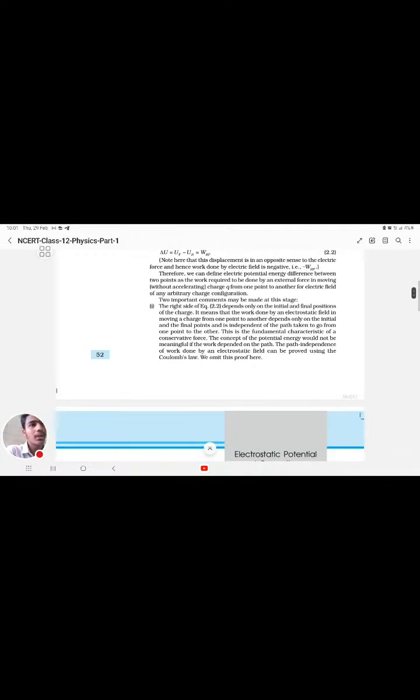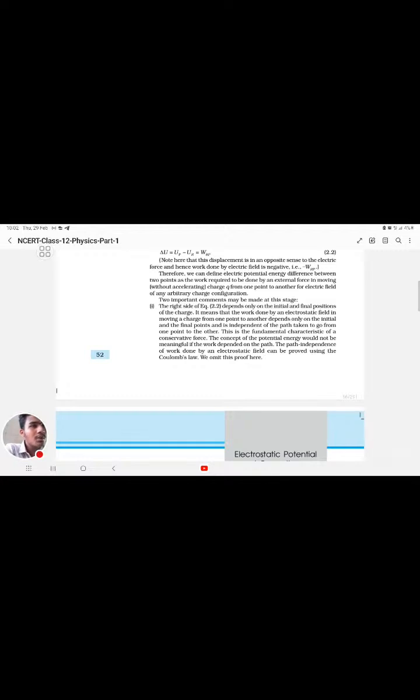Okay, fine, great. So there are two important comments that may be made at this particular stage. The right side of equation 2.2, that is the work done in shifting the charge from R to P, depends only on the initial and the final positions of the charge. So as you can see, it only depends upon the initial and final position. It means that the work done by an electrostatic field in moving a charge from one point to another depends only on the initial and the final points and is independent of the path taken. Right. So this is the fundamental characteristic of a conservative force.